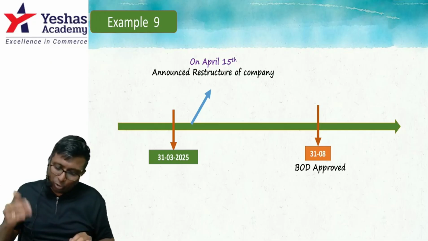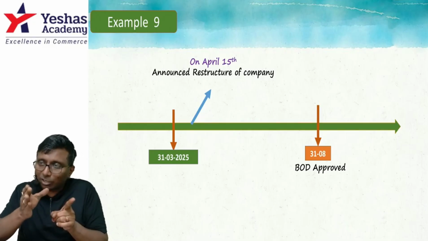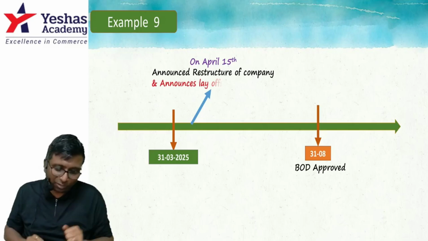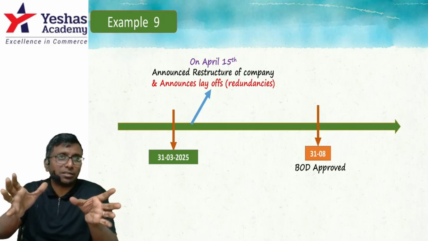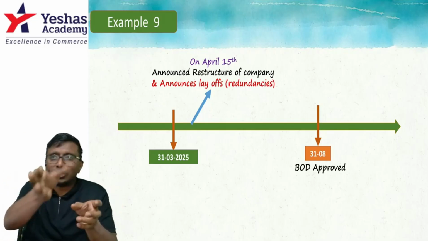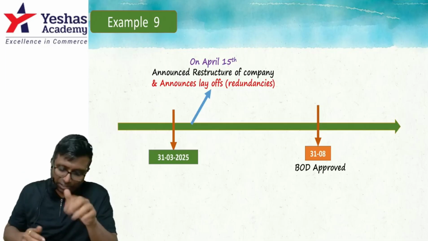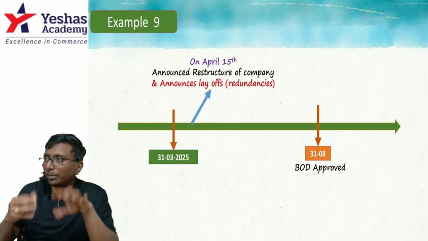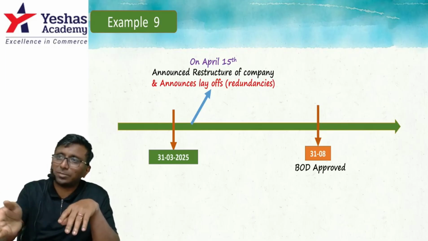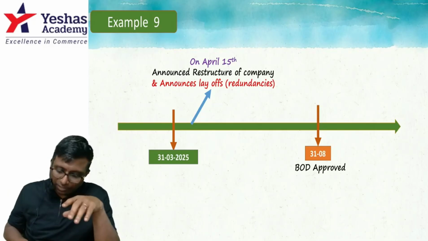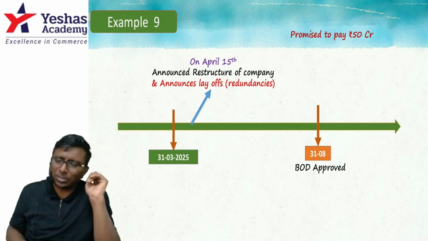So the board approved it on 31st August. It is not as on 31st March, my dear. It is announced after April 15th. We have announced layoffs also. Say, for example, one factory has one division and I am closing the division. So the employees related to that division, I am telling bye bye. And I have given the money also. I promise something: I'll pay you 3 months salary extra when you are going. So now the promise is to pay 50 crore rupees total to all the employees together.